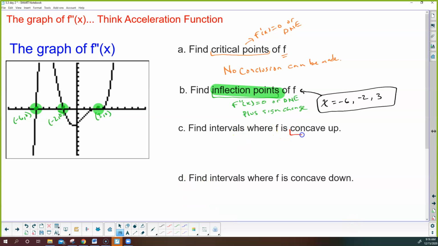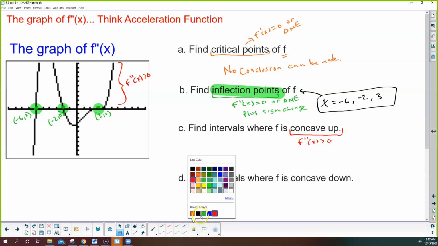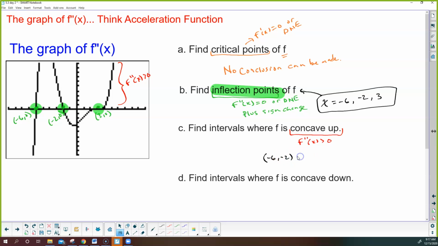All right. Where is f concave up? So my brain is thinking f is concave up when the second derivative is positive. So now I'm looking at, this is the graph of the second derivative, and I want to figure out when it's positive, and that's anytime it's above the x-axis. So the intervals would be anything above -6 to -2, unioned with anything from 3 on up.